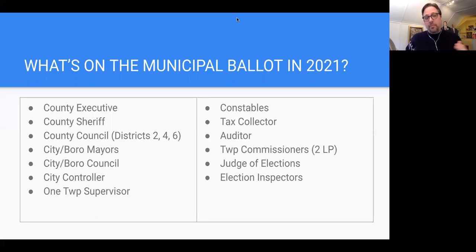We have a couple of different types of municipal government here in Erie County. We have, of course, our third-class cities, Erie and Corey. We have a lot of municipal boroughs, and then we have several townships as well. Lawrence Park is our only first-class township, and so they will be electing 2 township commissioners this year. Every other township in Erie County will be electing 1 township supervisor.